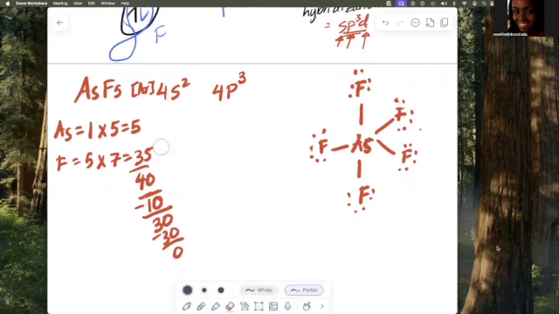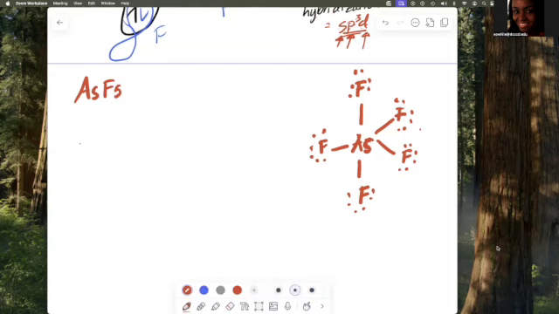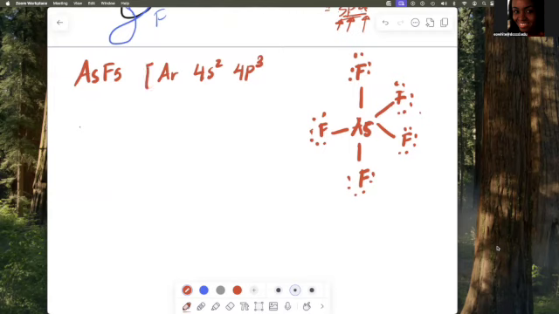I'm trying to conserve space, so I just drew my Lewis structure to the right. Oh, I keep forgetting about this feature. This is a fun feature. Okay, so right here I do have my condensed structure. Let me write it again: Ar 4s2 4p3, in brackets.